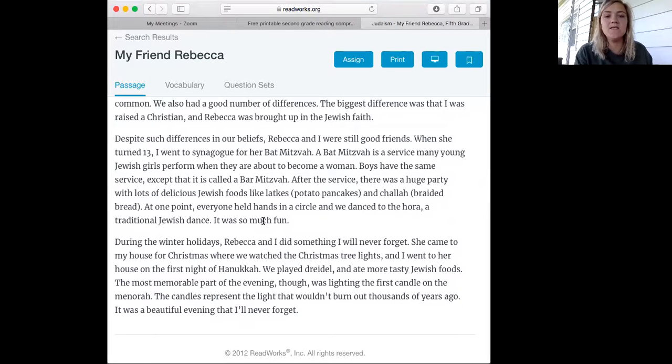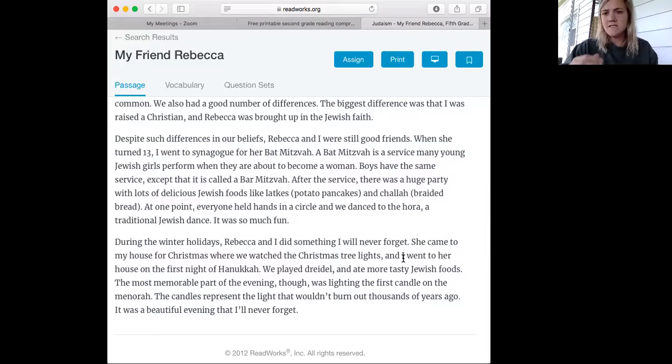Despite such differences in our beliefs, Rebecca and I were good friends. When she turned 13, I went to a synagogue for her bat mitzvah. A bat mitzvah is a service many young Jewish girls perform when they're about to become a woman. Boys have the same service, except that is called a bar mitzvah. After the service, there was a huge party with lots of delicious Jewish foods like latkes, which are potato pancakes, and challah, which is braided bread. At one point, everyone held hands in a circle and we danced to the hora, a traditional Jewish dance. It was so much fun.